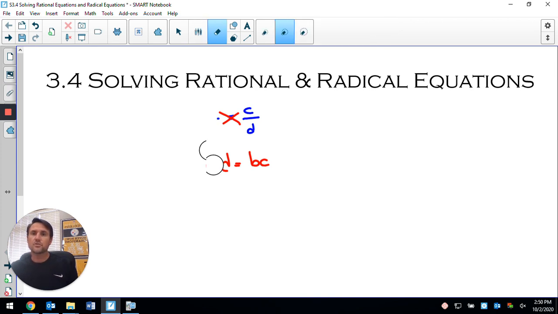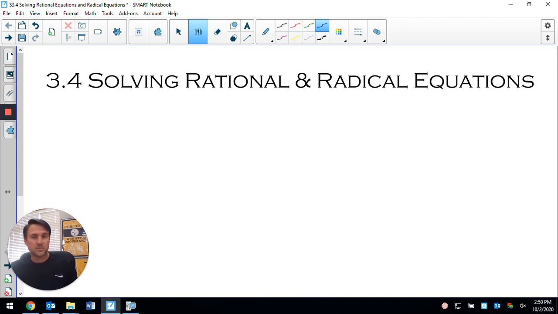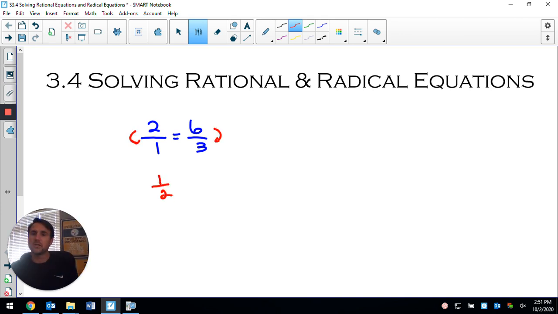It is also true about ratios that if I have a ratio that's equal to another ratio, like in this case, 2 divided by 1 is the same as 6 over 3. And we could also flip both of those fractions upside down. That is a possibility, okay? The proportion will remain true. So you may have to do that.